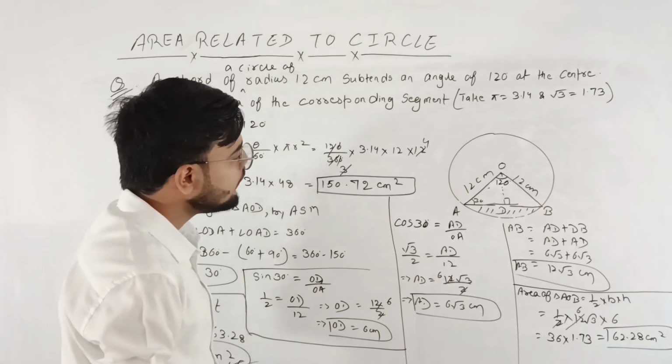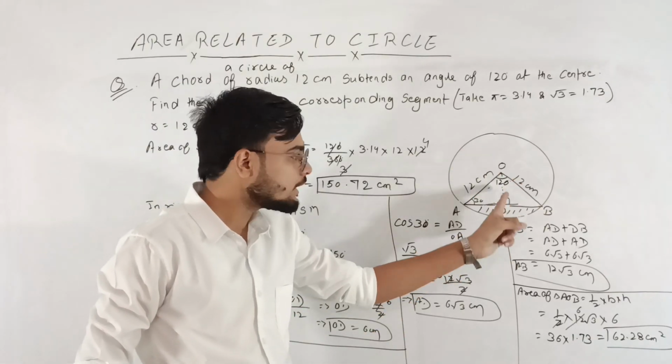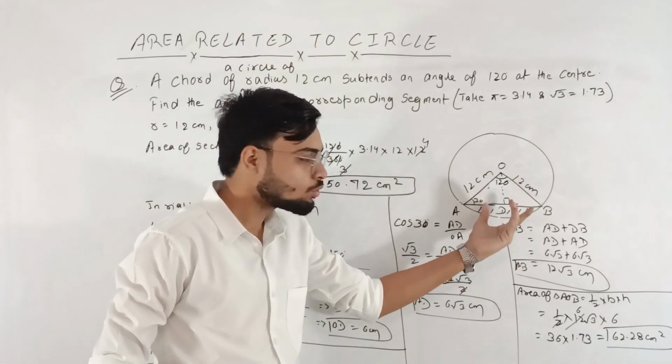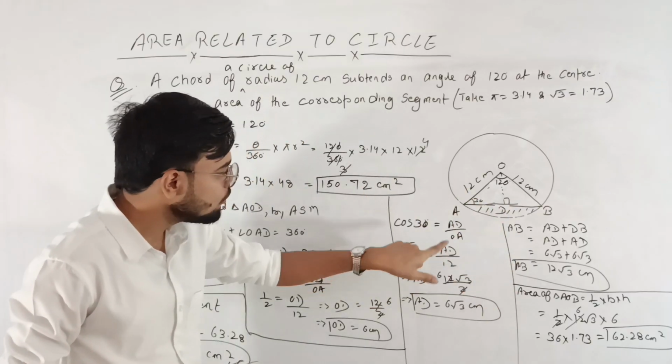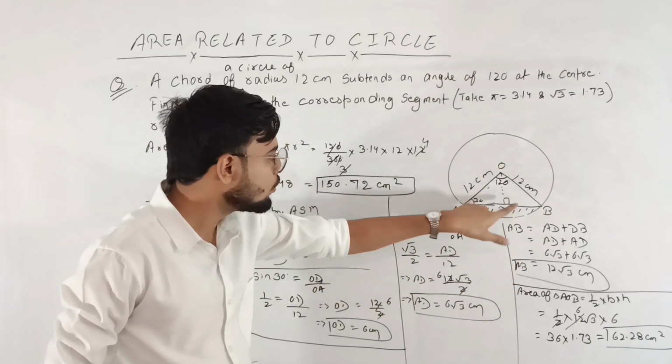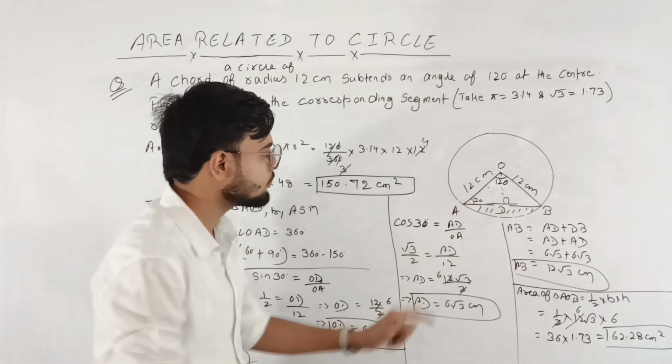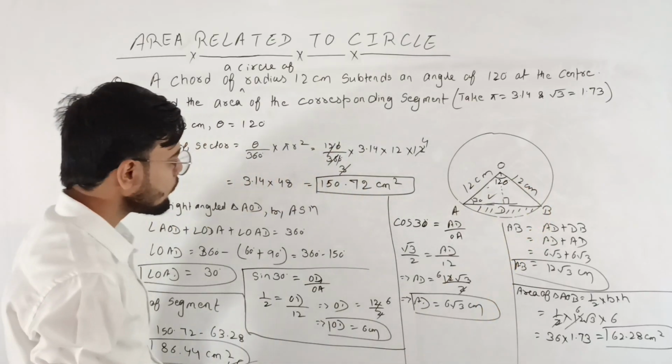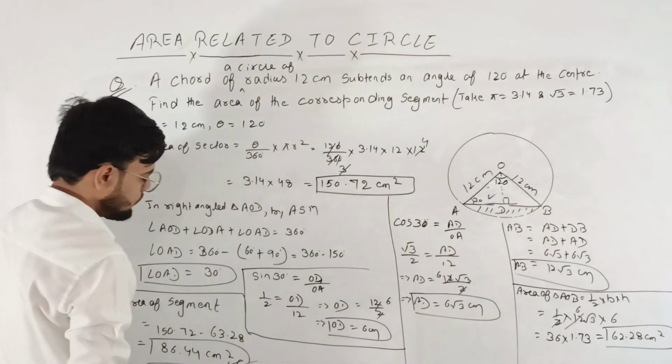Recall the theorem of class 9. Line joining the chord and center of a circle is the perpendicular bisector to the chord. So this is 90 degree. So now triangle ADO or triangle ODA is a right angle triangle. This triangle is a right angle triangle. So I consider this triangle.